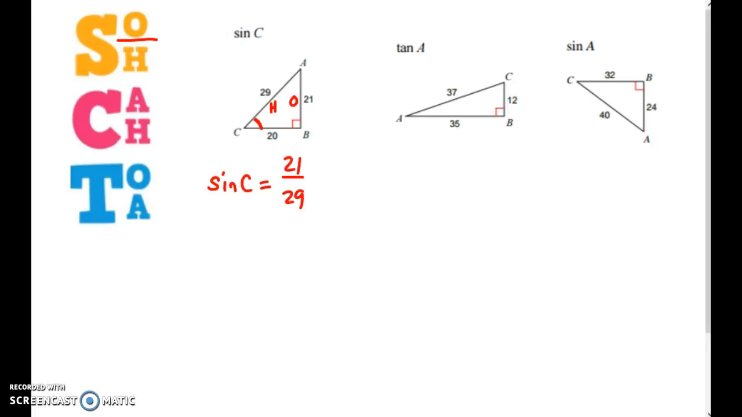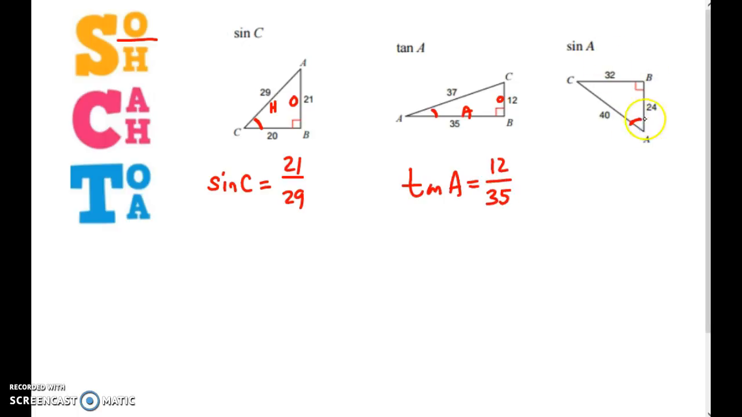C is an angle measure. Sine of C is going to be a fraction. So tangent of A, again, we're in this bottom left-hand corner. Tangent is going to be my opposite over the adjacent. Opposite's over here, so that's 12. And my adjacent is the one that's touching it, and that's 35. Done.